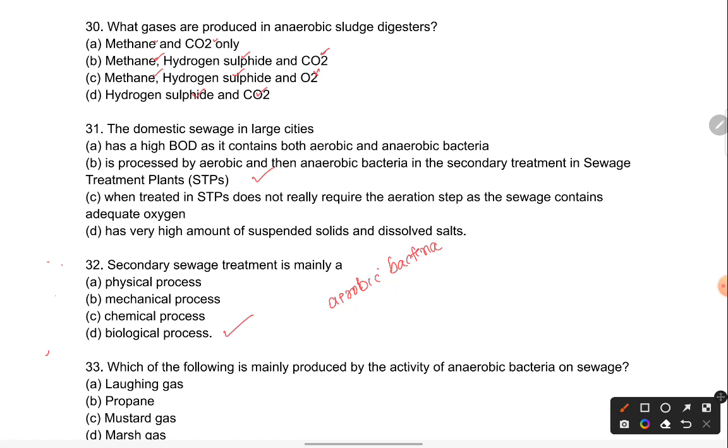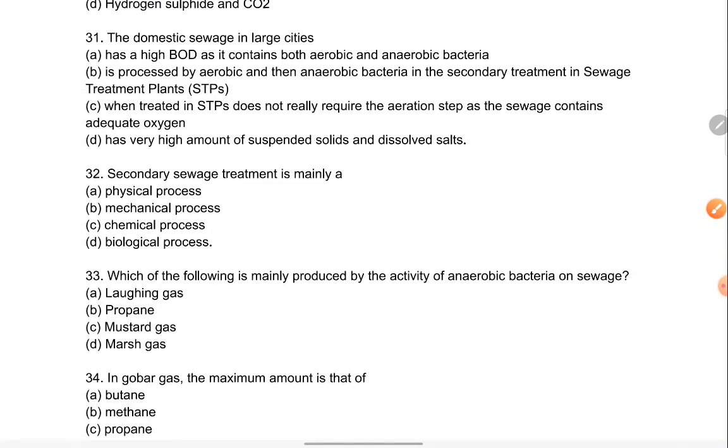Then question number 33. Which of the following is mainly produced by the activity of anaerobic bacteria on sewage? Laughing gas. Is laughing gas produced during sewage treatment? No, never. Propane? No. Mustard gas? No. Marsh gas. Marsh gas is the correct answer. Okay, so D is the correct option.